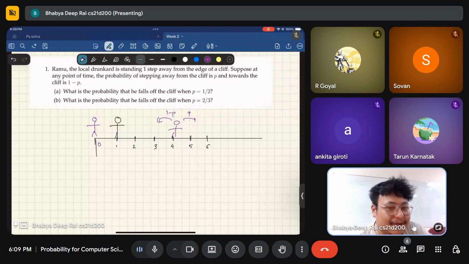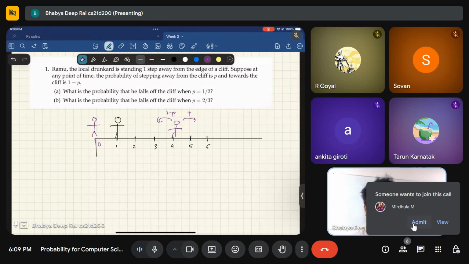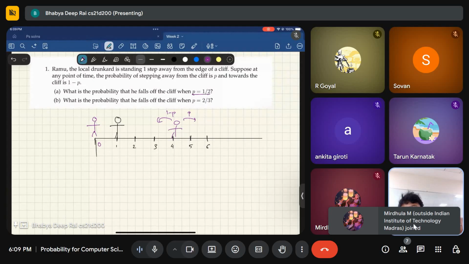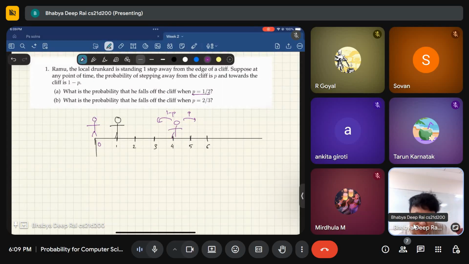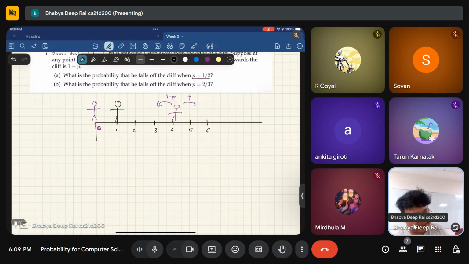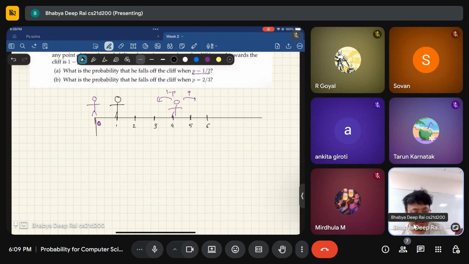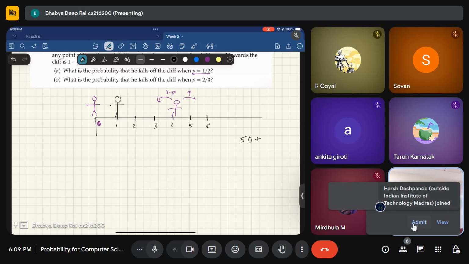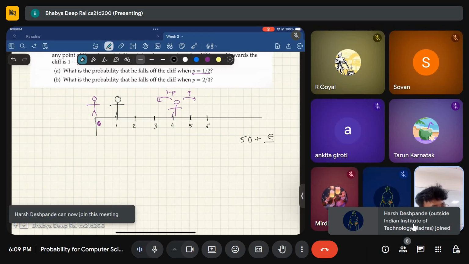In other words, for p equal to half, if he has half probability of moving right at any point, and half probability of moving left at any point, what is the probability that he reaches this point 0? That is the question. Now I asked you for guesses, and a reasonable guess would be 50 plus something, 50 plus epsilon, where epsilon is not very large.